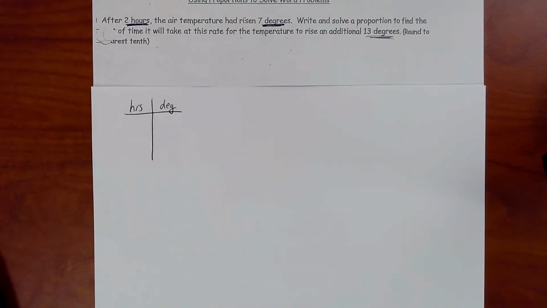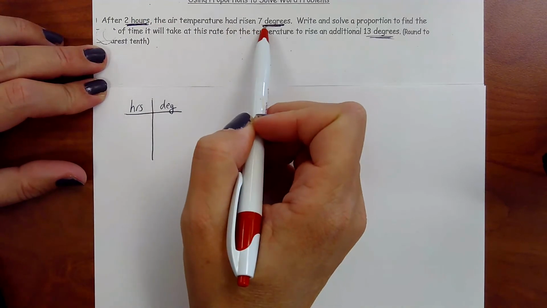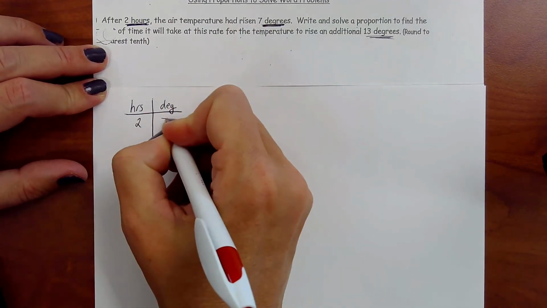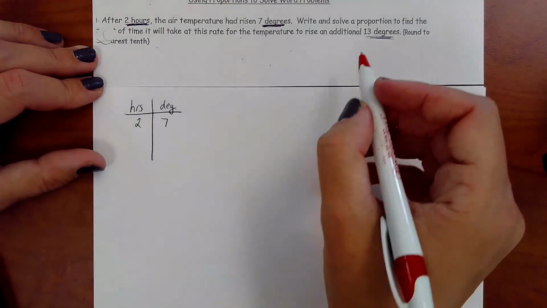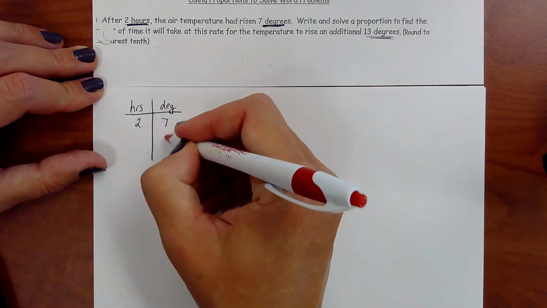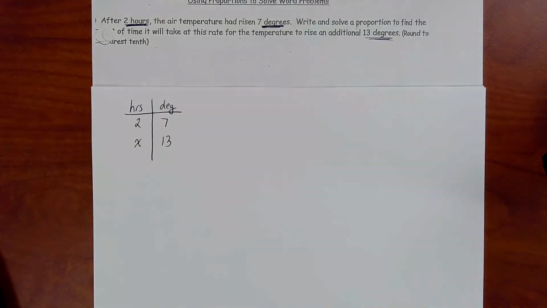Okay. Then in the chart, you're going to put together what goes together in the problem. So here it says 2 hours goes with the 7 degrees. So I'm going to line those up. 2 hours is with 7. Okay. The 13 degrees, make sure you put it under degrees. We don't know how many hours that's going to take, so we're going to put a variable there.